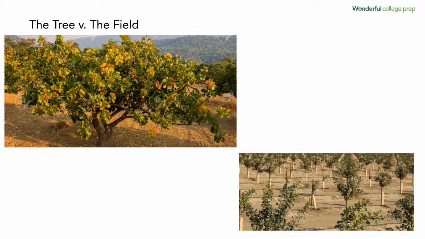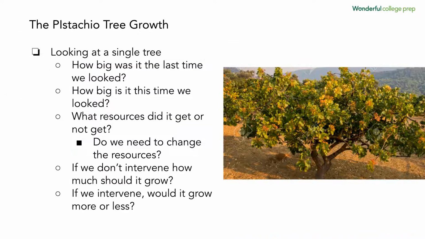So if we're out in the pistachio field, there are times where you're going to go up to a single tree and look at that single tree, right? And so when I'm looking at that single tree, I might say, well, how big was it the last time we looked at it? How big is it this time? What resources were given? What resources didn't it get? And then we think about, do we need to change any of those resources?